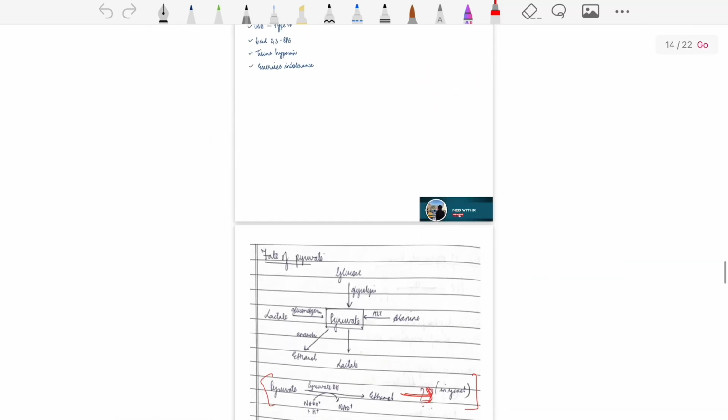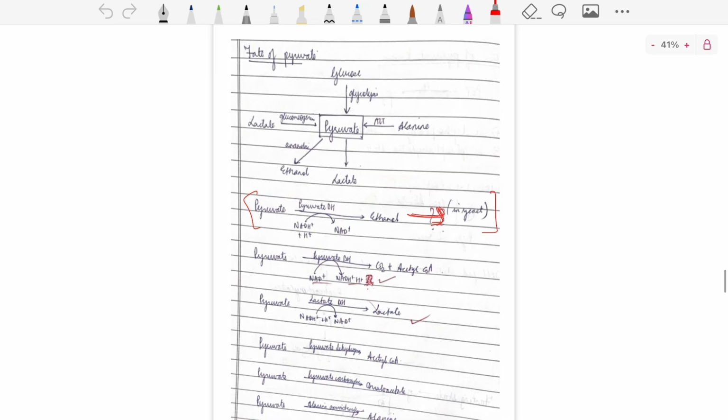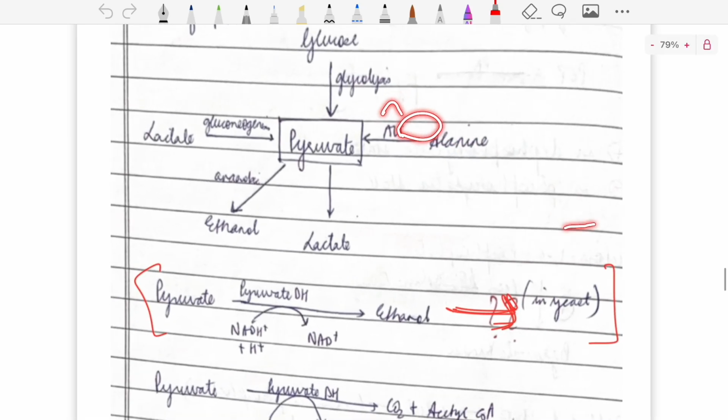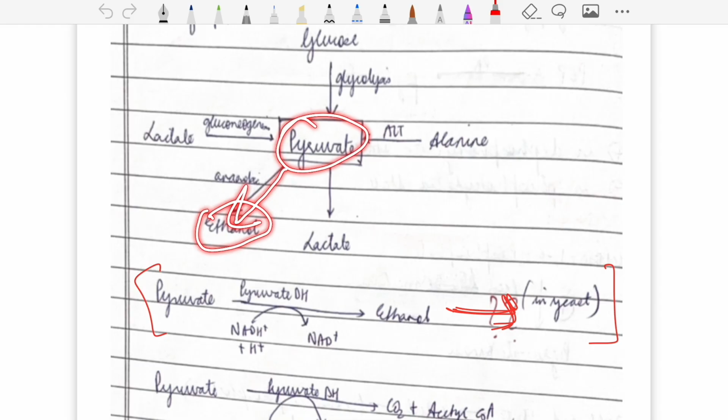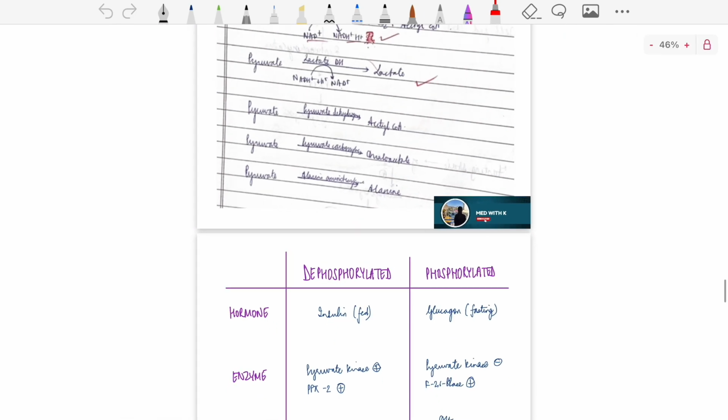So this was it with glycolysis. And again, an important part is the fate of pyruvate. So you see, glucose becomes pyruvate via glycolysis. Alanine with the help of alanine transaminase can lead to the formation of pyruvate. Same with lactate in the process of gluconeogenesis. Then from this pyruvate, ethanol can be made in yeast and lactate can be made in humans. So this is the fate of pyruvate. You can have a look.